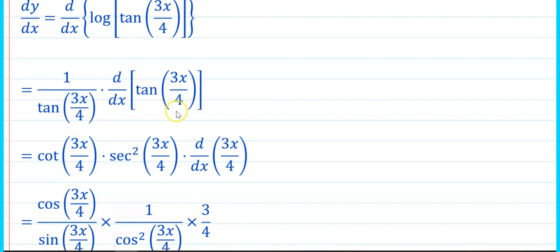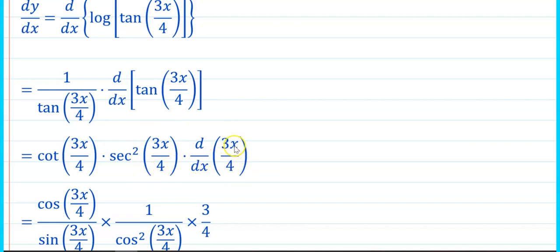What about the derivative of tan of 3x upon 4? Sec square 3x upon 4 into, again it is a composite. If it were just tan x, the derivative of tan would be sec square. But again there is 3x upon 4 instead of x, into d/dx of 3x upon 4.